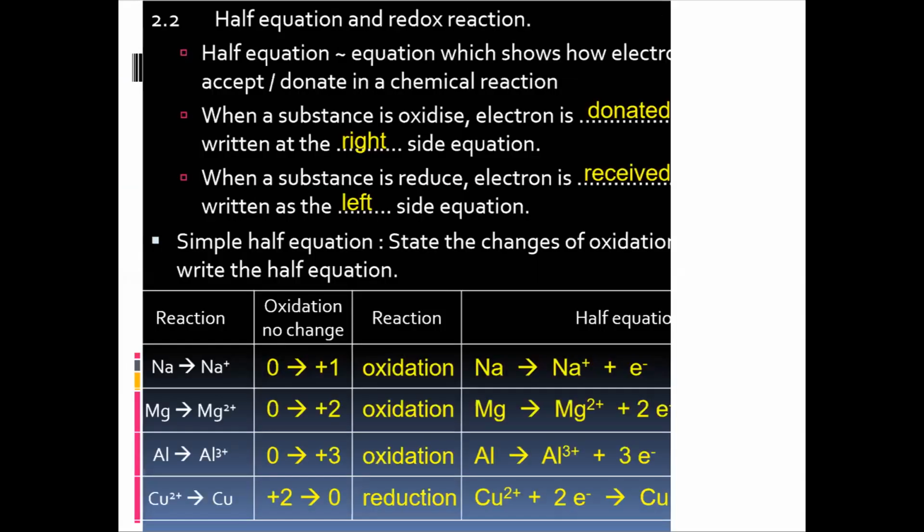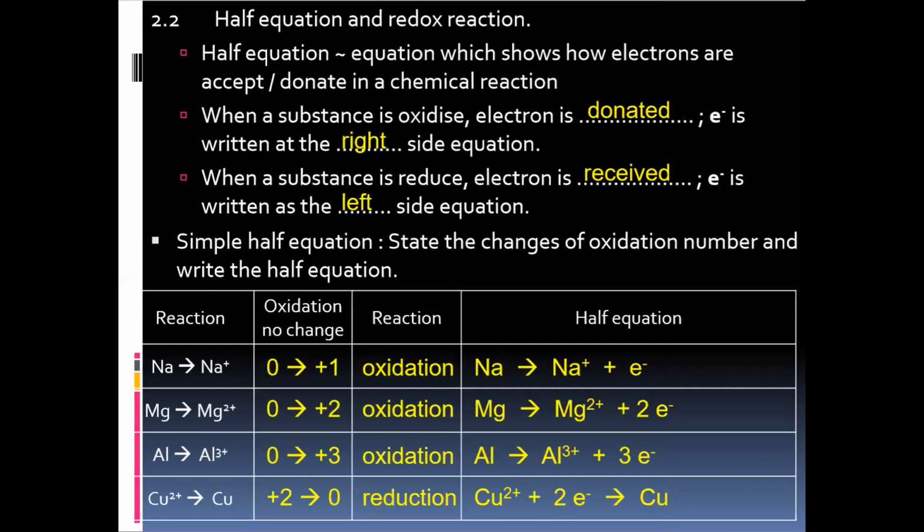Okay, so that is all about oxidation number. If you do not understand oxidation number well by now, make sure you go back to those previous slides, understand it properly, because we'll be relying on that knowledge as we move ahead. Now let's look at half equation and redox reaction.